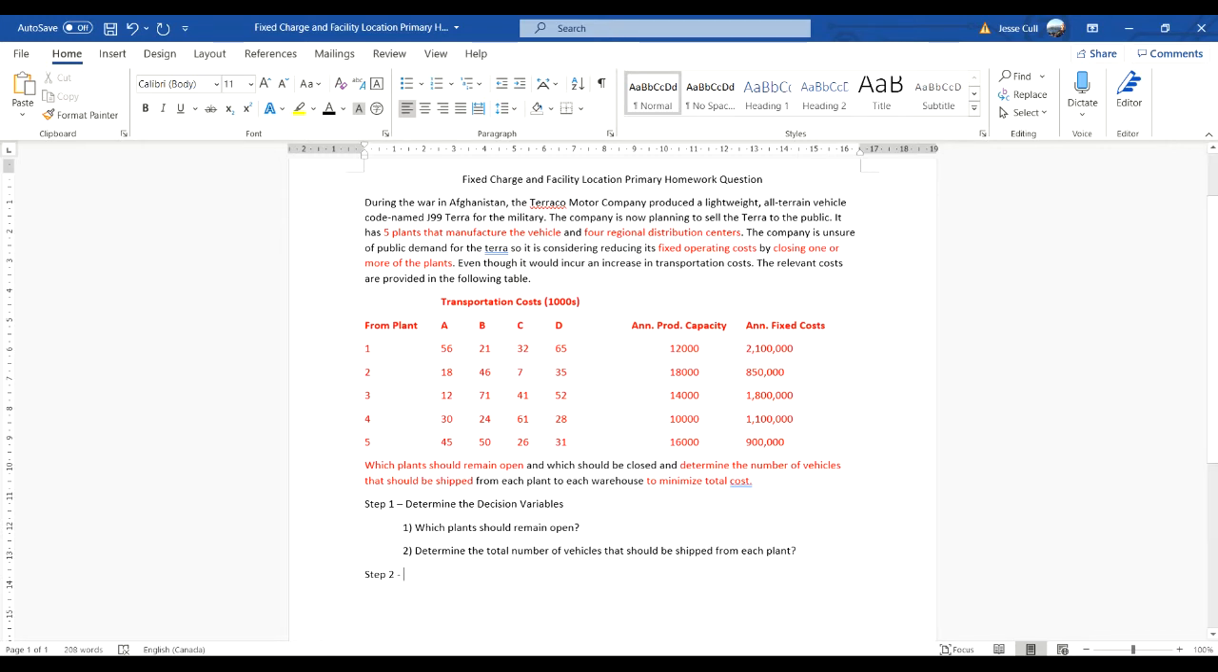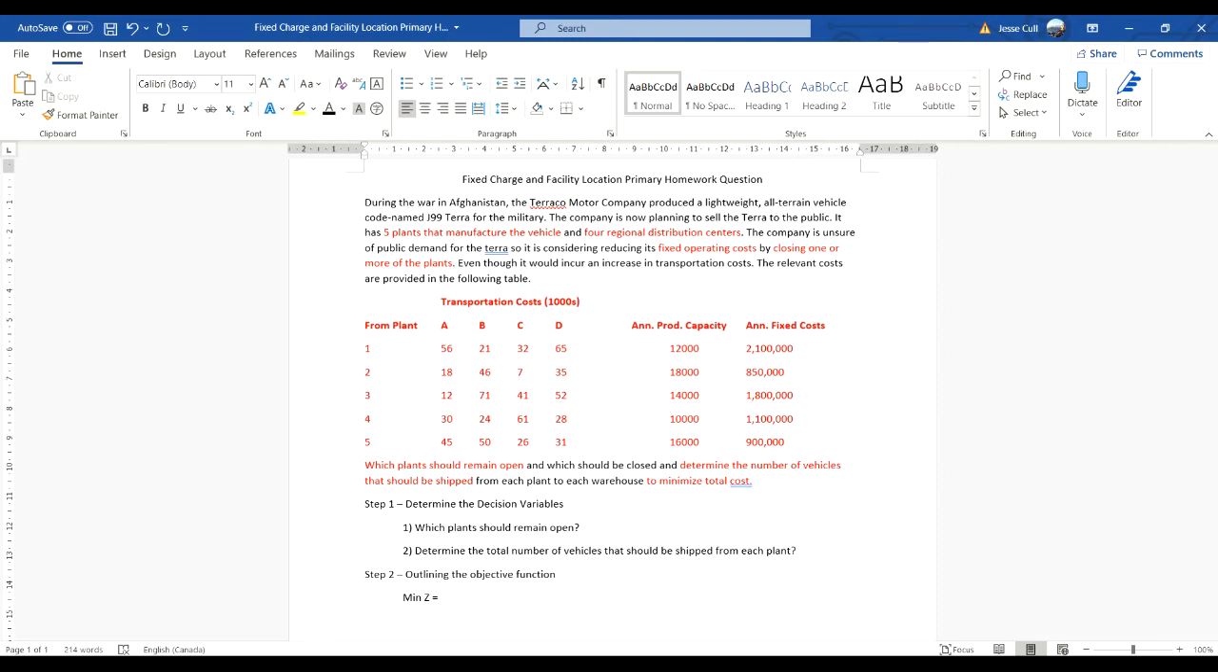In this situation, step 2 is outlining the objective function. To outline the objective function, we have to understand what we're asking in the first section. So what are we trying to do? We're trying to minimize total cost. Minimize Z, where Z is equal to total cost.